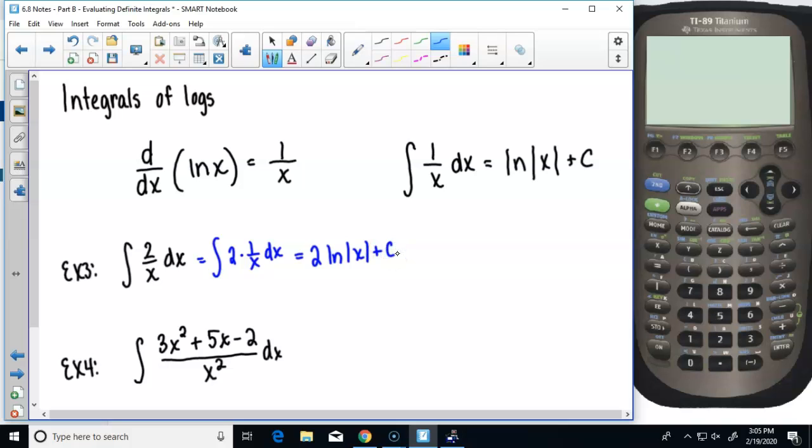These are supposed to be definite integrals. I forgot to put them on these when I was making these notes. But since we don't have definite integrals, we don't have the limits, we're just going to put the plus c on the end and be done.